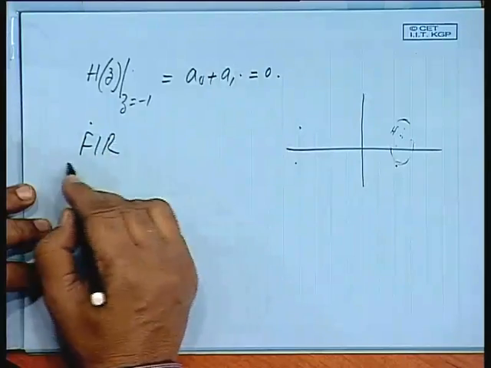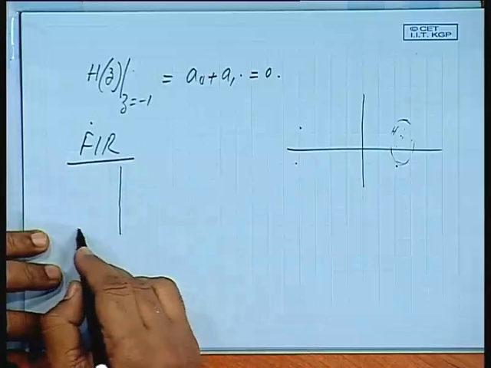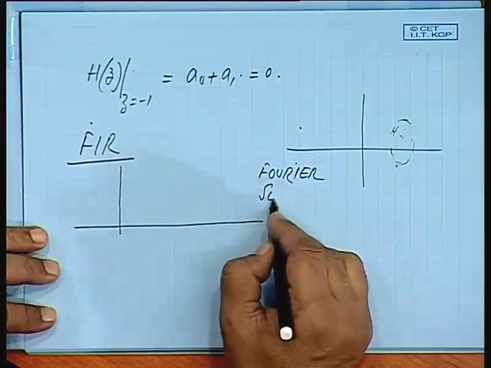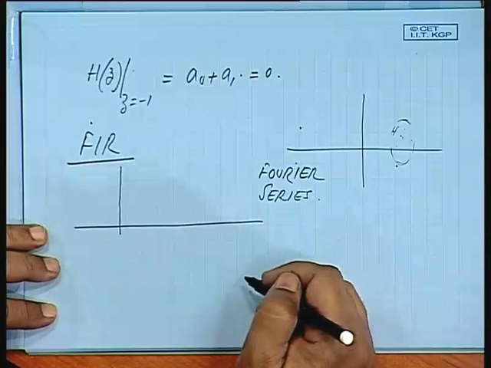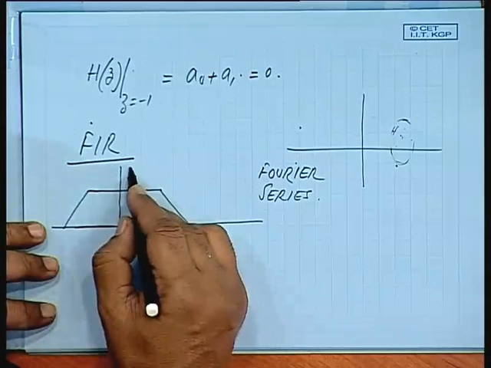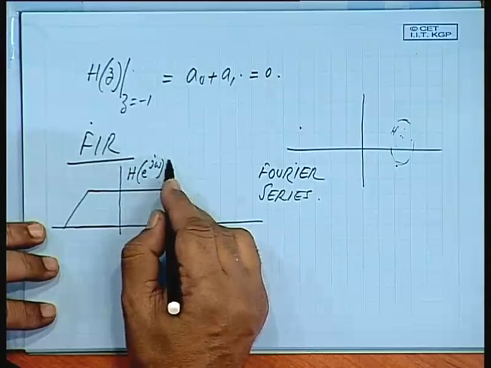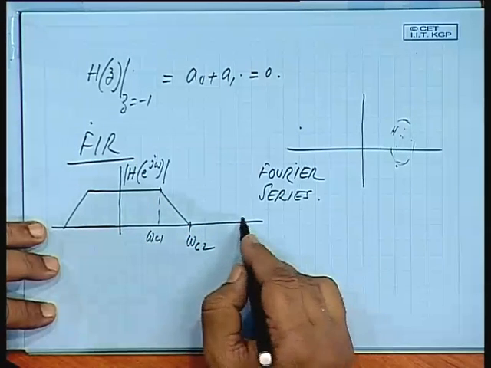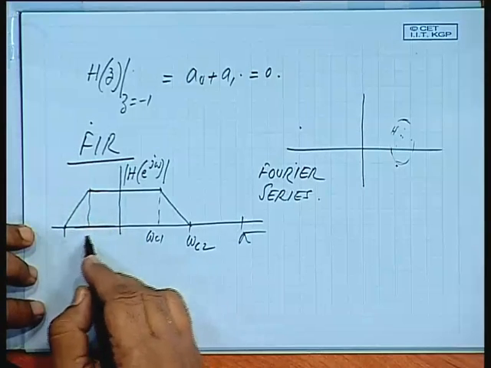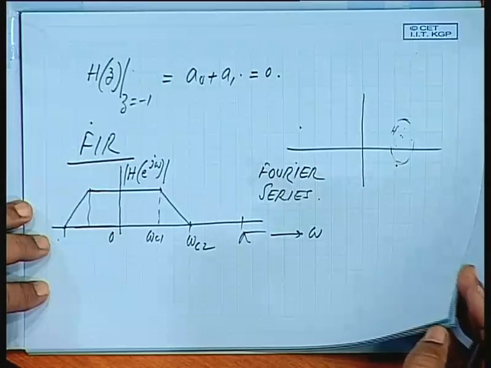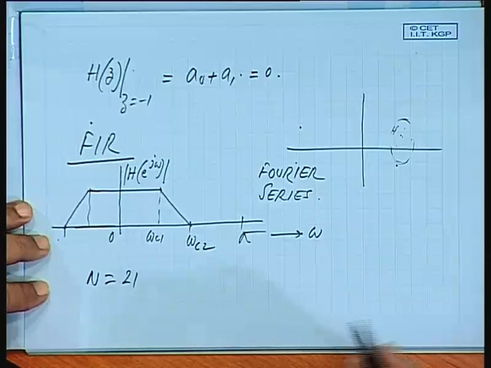Now, let us come to FIR filter design. What we discussed last time is we just gave an introduction to the Fourier series approach. If you are given a function like this, this is the given characteristic, that is the desired one, with cutoffs omega c 2, omega c 1 and pi, and similarly minus omega c 1 and minus omega c 2. Then you are asked to design a filter of, say, N equal to 21, total length 21.